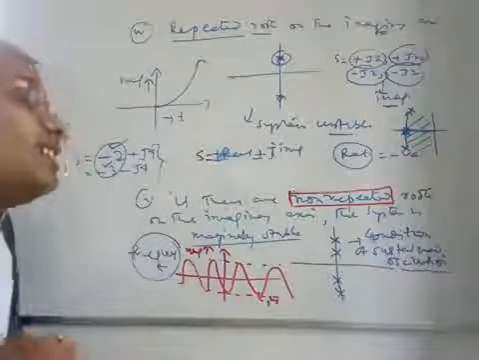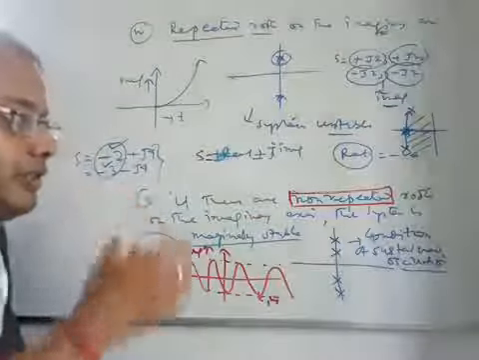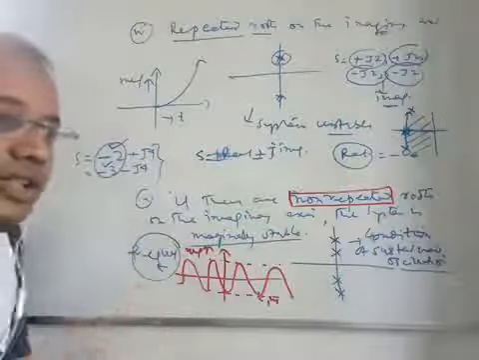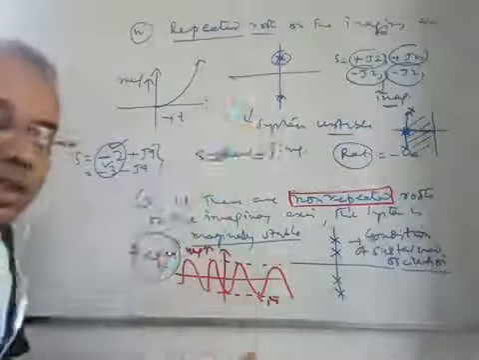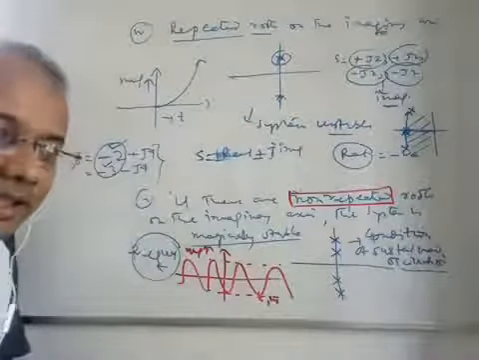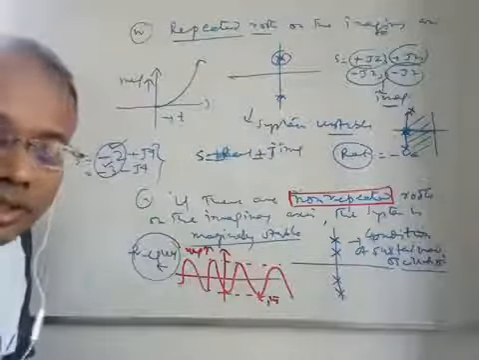In the next class we will discuss how to get the stability using certain criteria, either by seeing these locations or by some other criteria like the Routh-Hurwitz criterion, which we are going to apply.